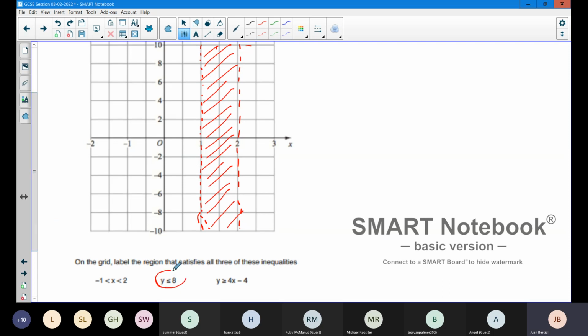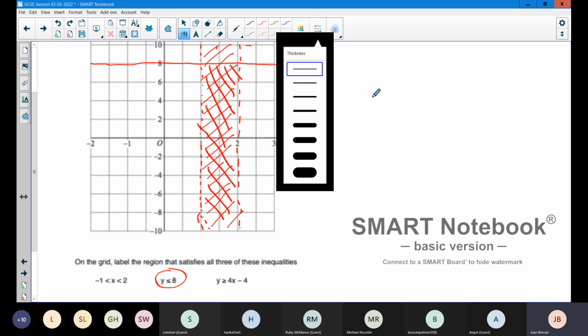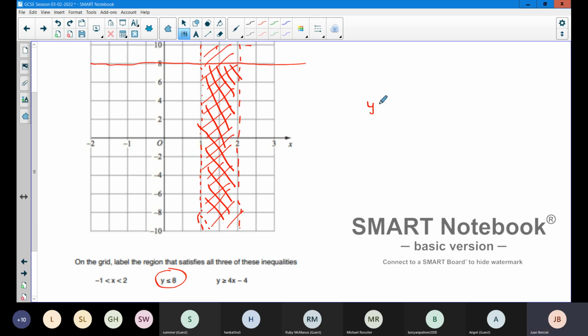Then we've got y less than or equal to 8. So remember that this is equal, so we can do it like that. Of course we want to shade this bit here. So we know that we have to be below 8. And then we've got y is greater than 4x minus 4.